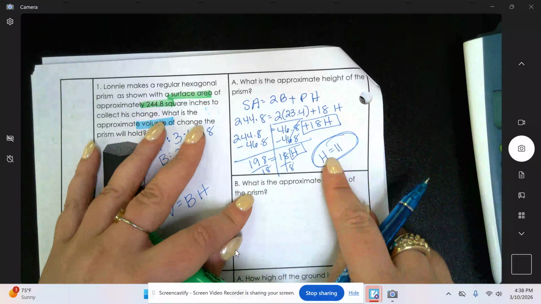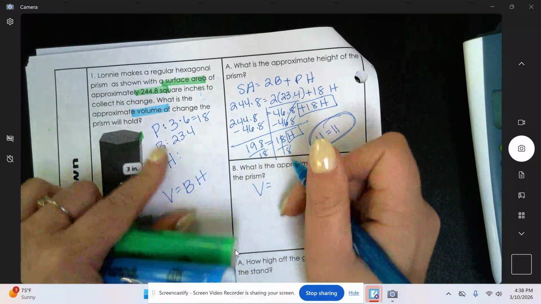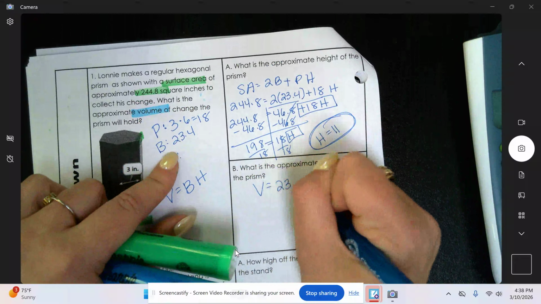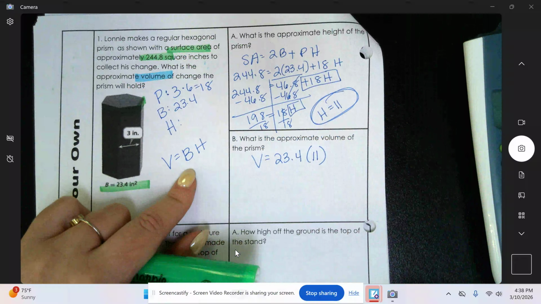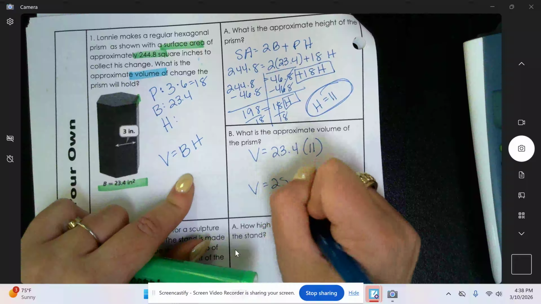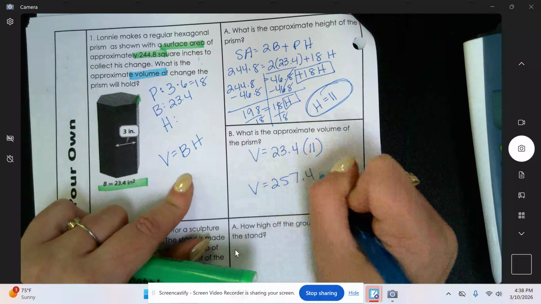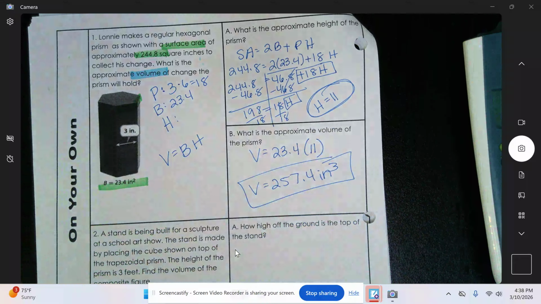Now that I know my height, I can plug that into my volume formula because I know my B is 23.4. My height is 11. So when you put that in your calculator, what do you get? You get 257.4 inches cubed. So really it's just working a two-step equation.